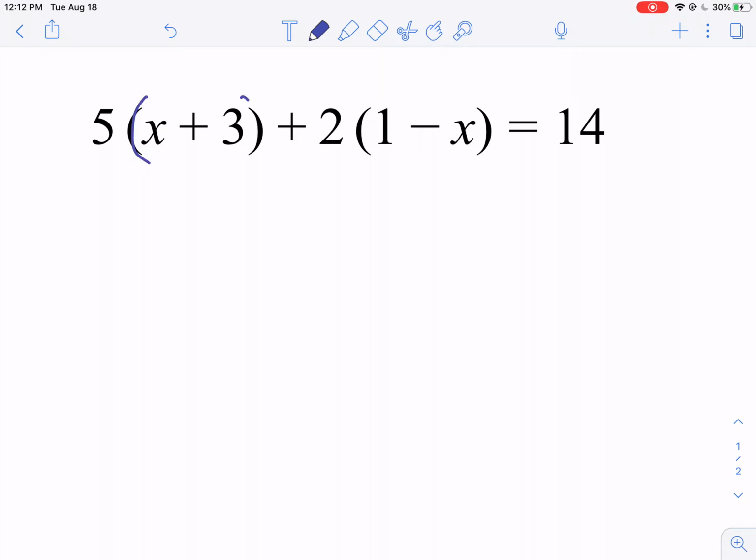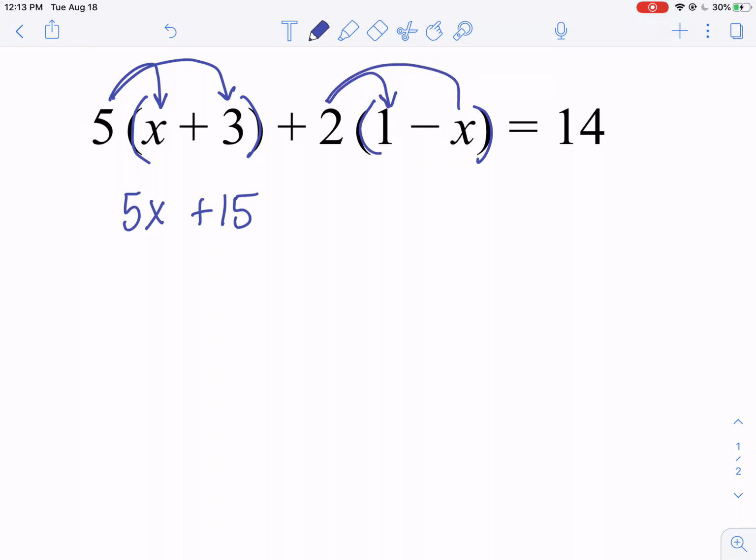So here I see parentheses. It means I need to distribute in. So I'm going to have 5x plus 15. And I also see parentheses here with this positive 2. So I'm going to multiply that in as well. So I get plus 2 minus 2x equals 14.